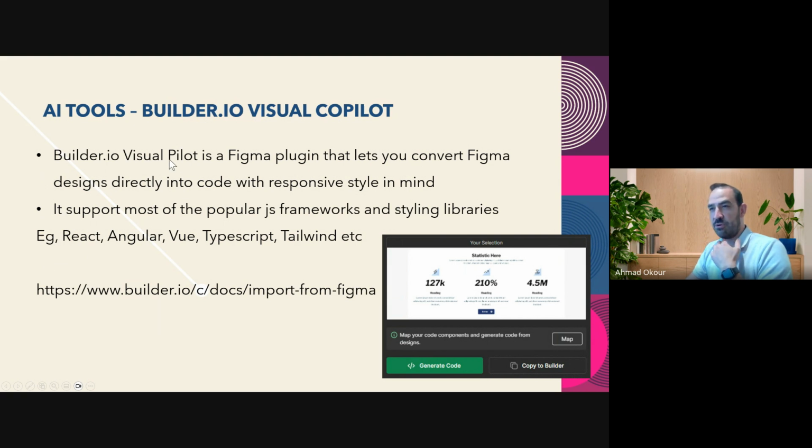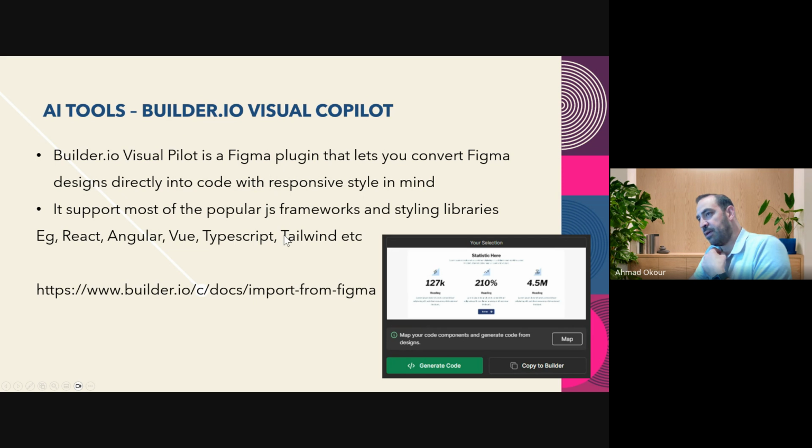I think it's Visual Copilot from Builder.io. It's a Figma plugin that lets you convert Figma designs directly into code with a responsive style in mind. This is like the biggest thing. It actually generates code that is responsive in different screens. You can select almost any of the JavaScript frameworks or styling libraries.